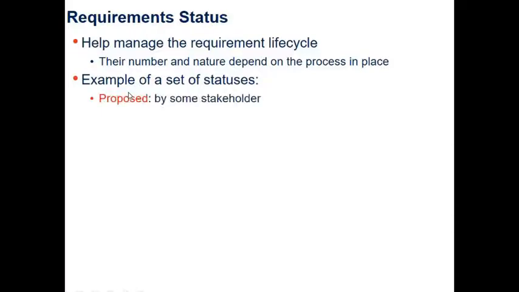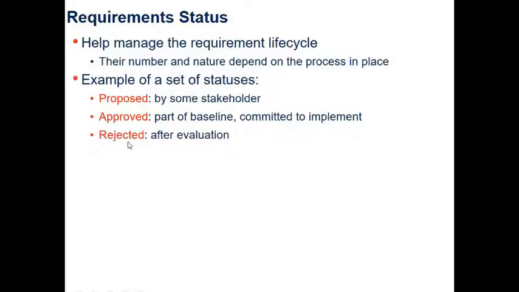Example of a set of statuses. Status could be proposed. Right, so the status of a requirement could be set to proposed, or the requirement is approved, or the requirement is rejected. Right? So if it's proposed, it probably means that it's proposed by some stakeholder. If it's set to approved, probably means it's part of some baseline. Right? It was approved, so it's part of a baseline and it's committed to implement. If it's rejected, maybe after evaluation it was rejected.